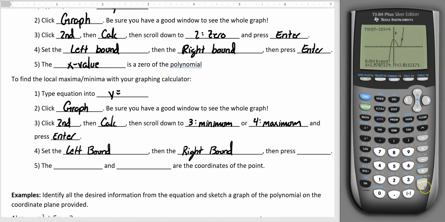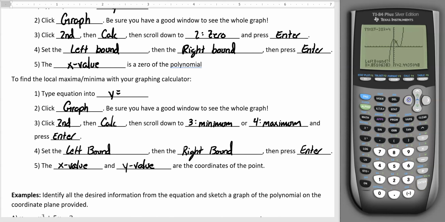Basically, what the graphing calculator is going to do is calculate the lowest point. That lowest point would be at (2, 0). I press enter once I have those set, and then the x value and the y value are the coordinates of the point that we're looking for. So there's our local minimum at (2, 0). Now let's try to calculate our local maximum.